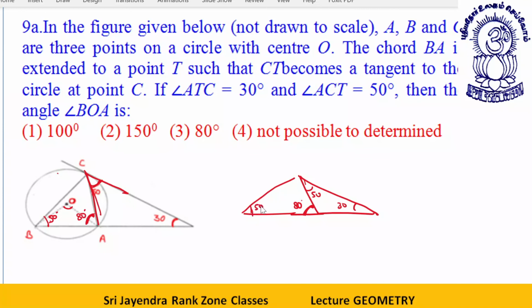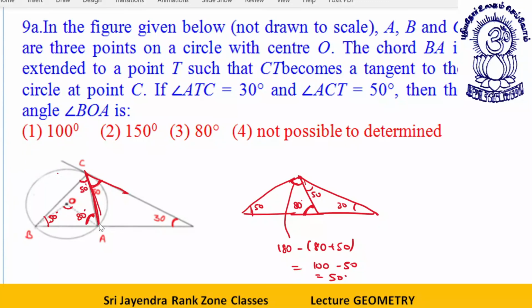This is 50, this is 80. If I complete this triangle, this angle will be how much? This angle will be 180 minus the sum of these two, 80 plus 50, that is 180 minus 130, or this angle will be 50 degrees. So you get this angle as 50 degrees. Now this angle is 50 degrees.